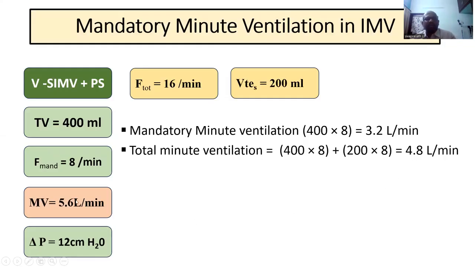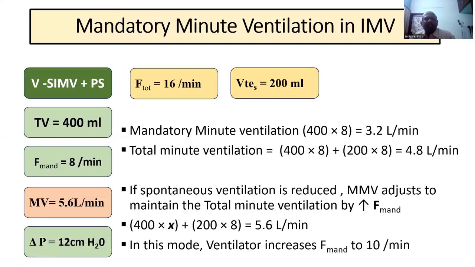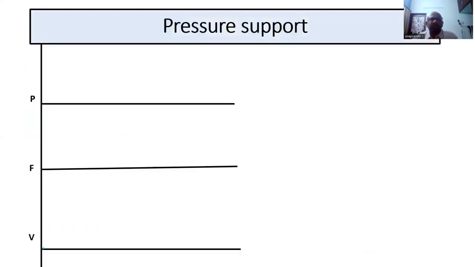Now I want to raise it to 5.6 liters per minute. So what happens is the ventilator will start increasing the mandatory rate. So now we can see that it has increased the mandatory rate from 8 to 10 and it has achieved 5.6 liters per minute. This is the mandatory minute ventilation where rate is increased and the minute ventilation is achieved.